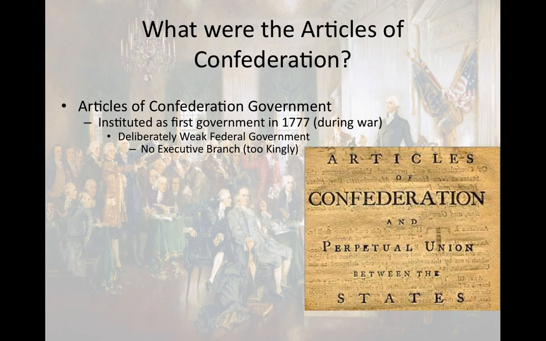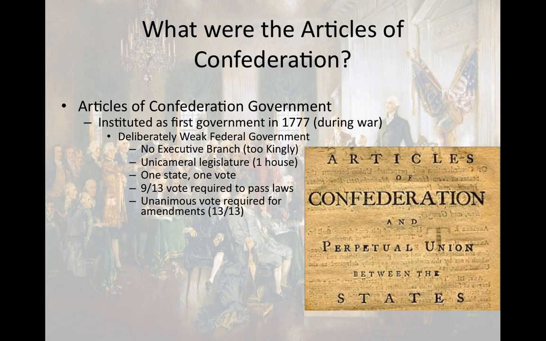Here are examples why. There was no executive branch because that's too king-like. It had one house, which means there was only one governing body, and it was Congress. In that House, there were 13 states. Each state got one vote. In order to pass a law, you needed 9 out of the 13 states to agree to it, a supermajority, which, if you think about it, the likelihood of that happening is relatively low. Now, I want you to think of the likelihood of this. In order to amend the Articles of Confederation, you needed a unanimous vote.